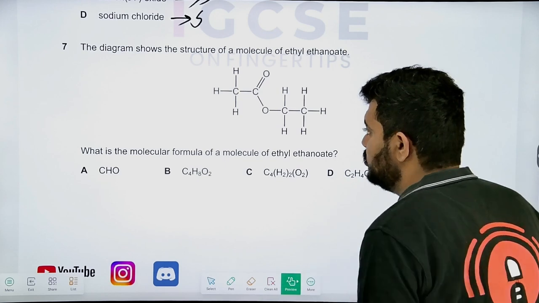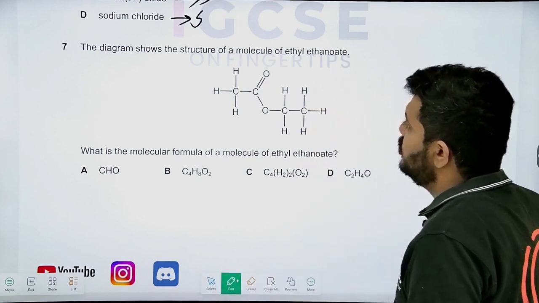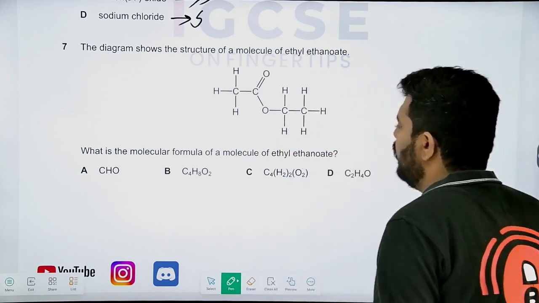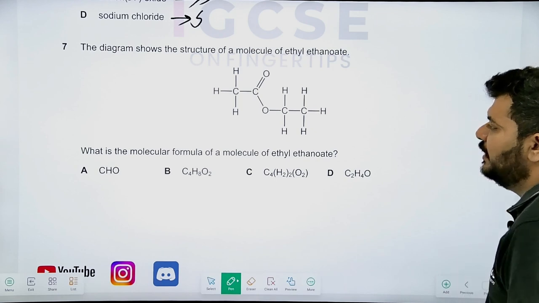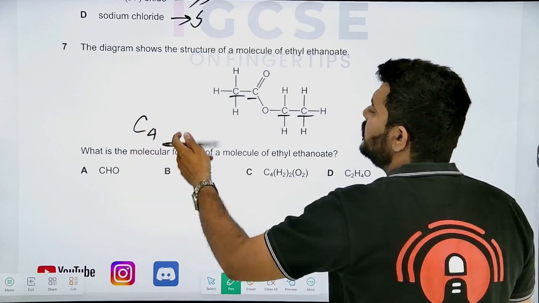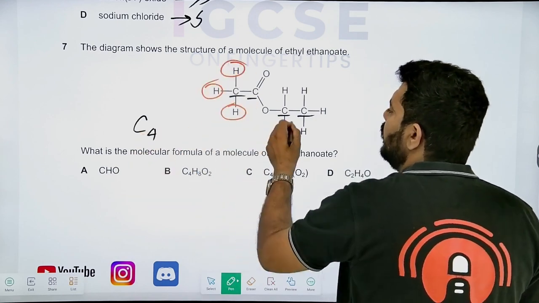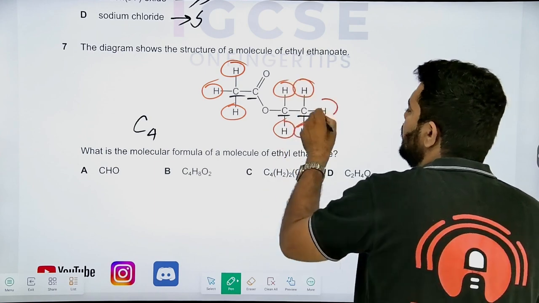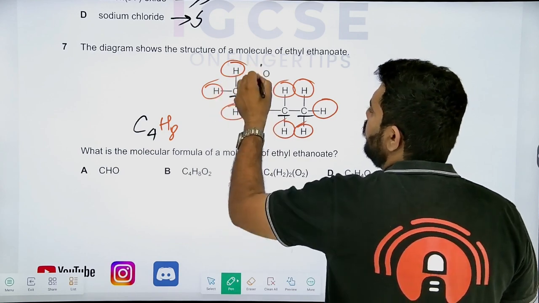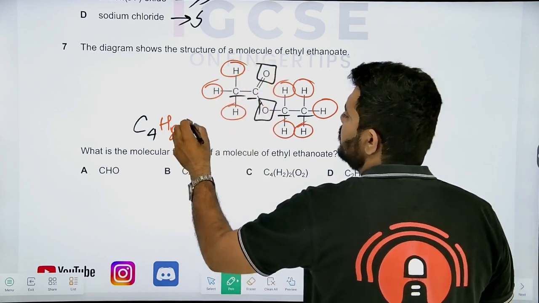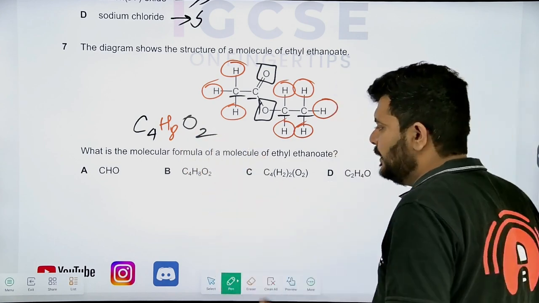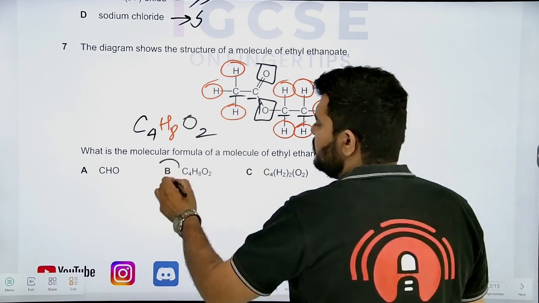Then we have the next question. The diagram shows the structure of a molecule of ethyl ethanoate. What is the molecular formula of a molecule of ethyl ethanoate? So let's have a look. 1, 2, 3 and 4, so I'll write 4 carbon. Then I have 1, 2, 3, 4, 5, 6, 7 and 8 hydrogen. And then again there is 1 and 2 oxygen. So I'll write O2. So C4H8O2, right? C4H8O2. This is my answer.